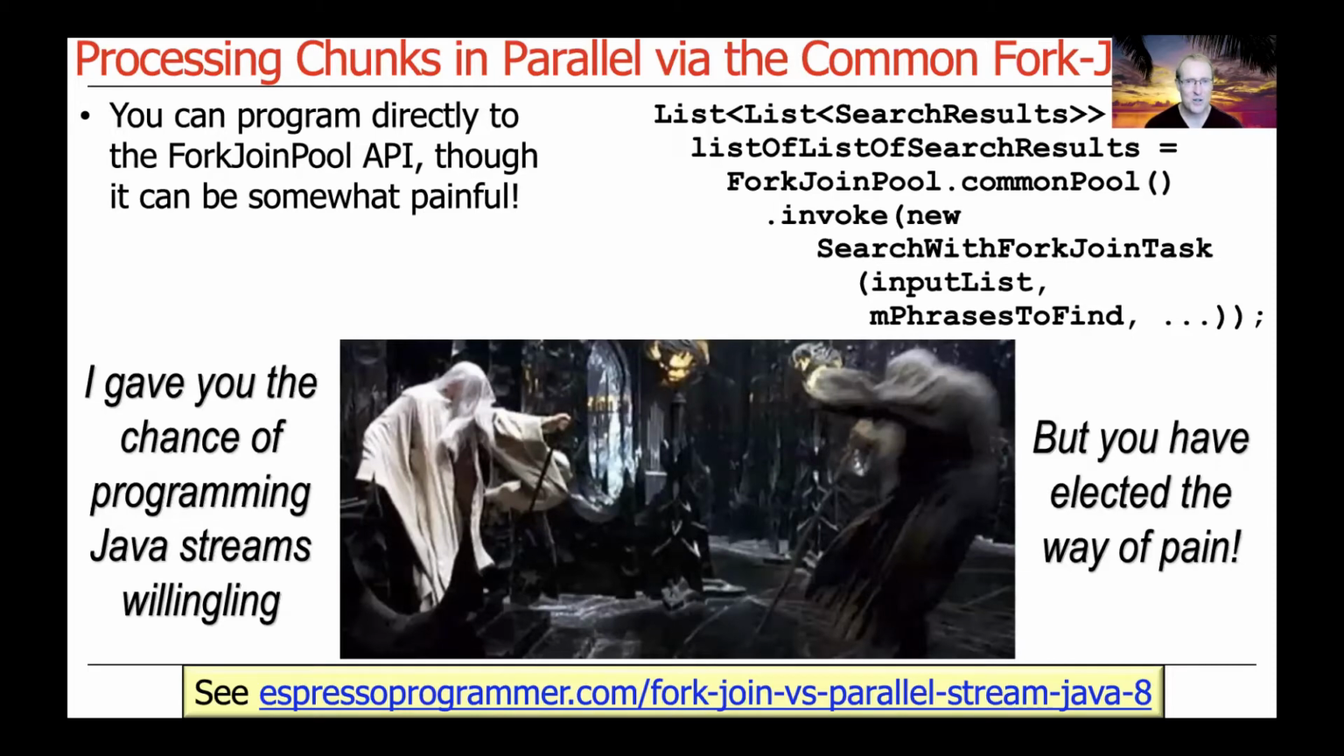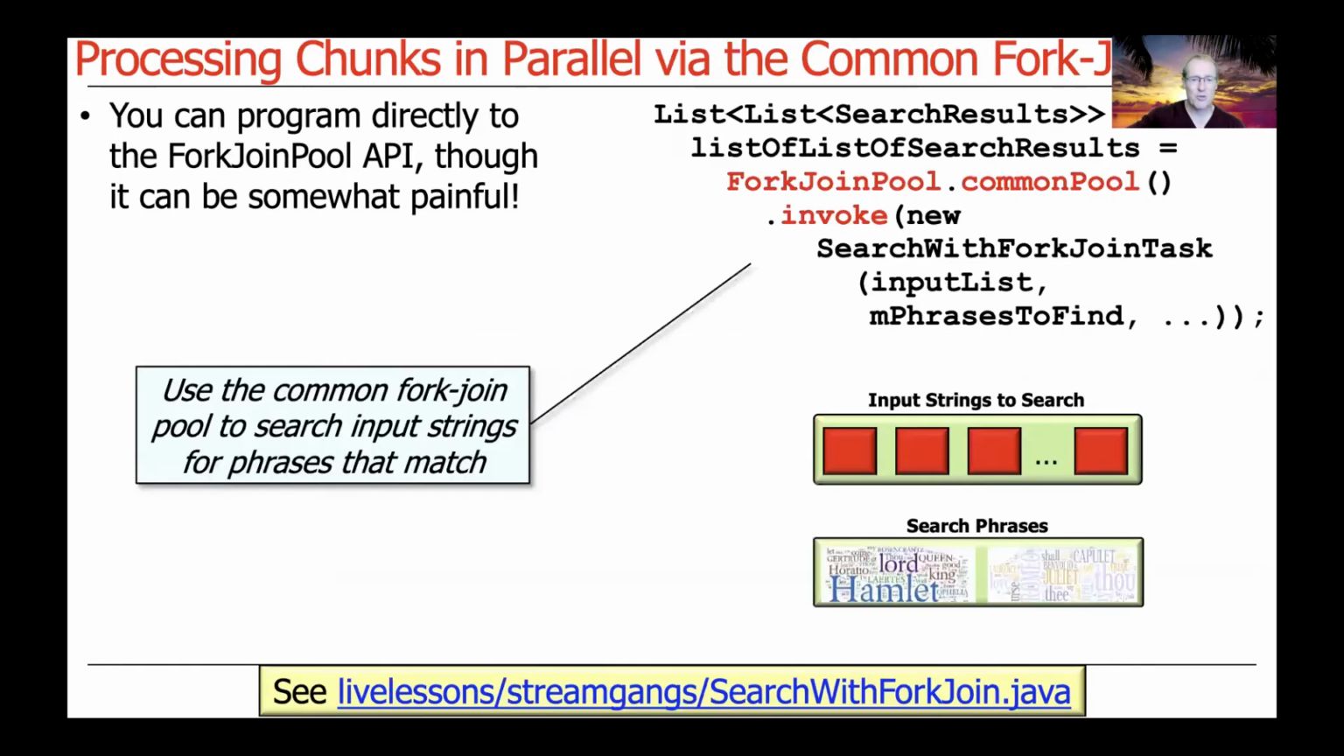You can instead use the encapsulation of that in the form of parallel streams, and you get pretty much the same performance with much, much less complexity of programming. And I always think about the famous scene from Lord of the Rings where Saruman tells Gandalf, "I gave you the chance to join me willingly, but you have elected the way of pain." And that's kind of the way I feel about fork join task. You're better off using parallel streams than programming to it directly.